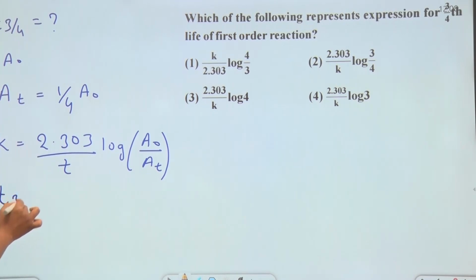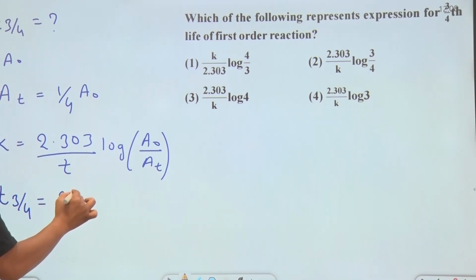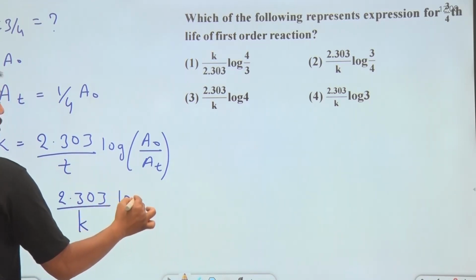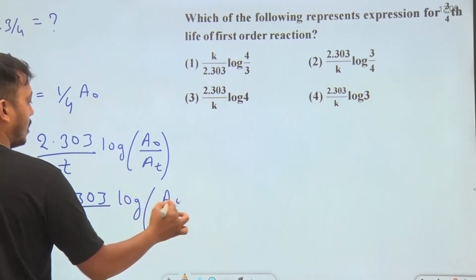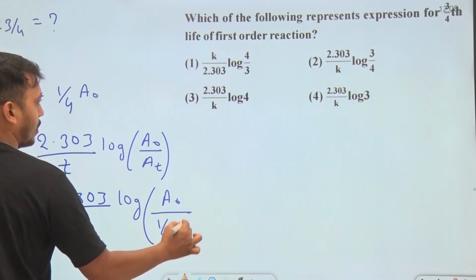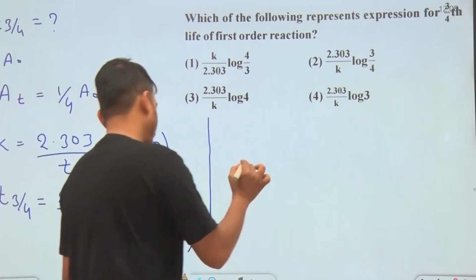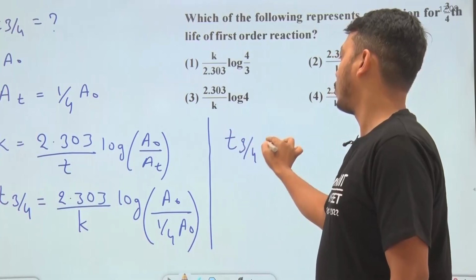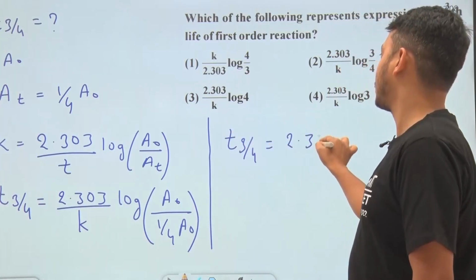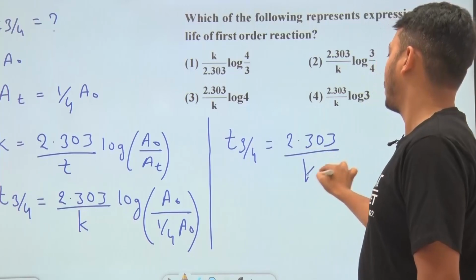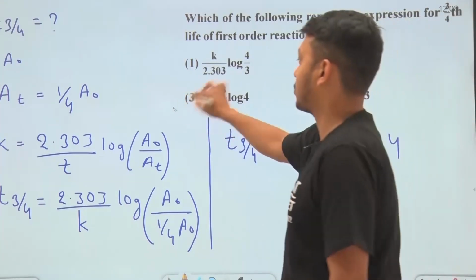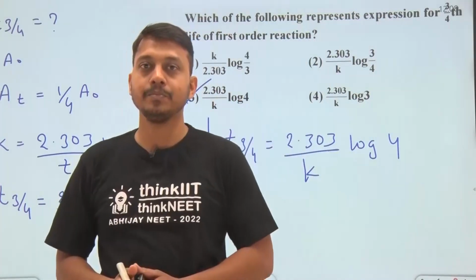K equals 2.303 by t. We have to find the time. So t 3 by 4 is equal to 2.303 by K log of A naught upon 1 by 4 A naught. A naught and A naught will cancel out. So t 3 by 4 is equal to 2.303 by K log of 4, and it is given in option number 3.